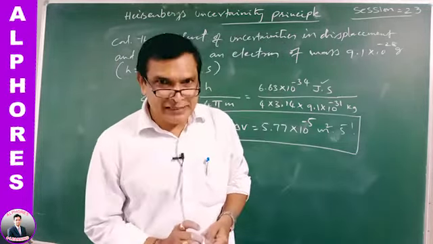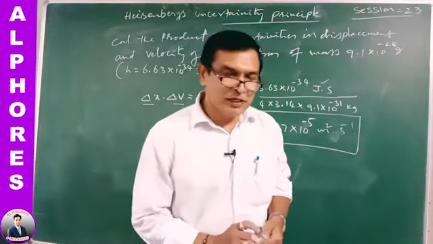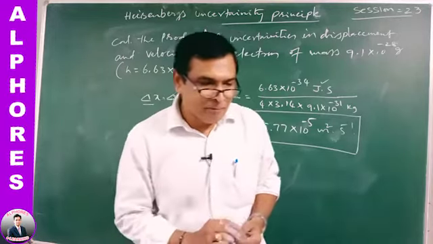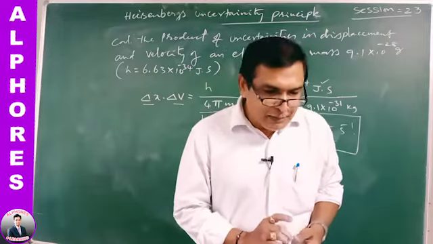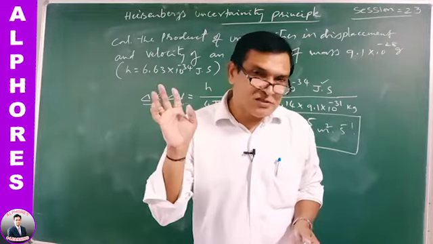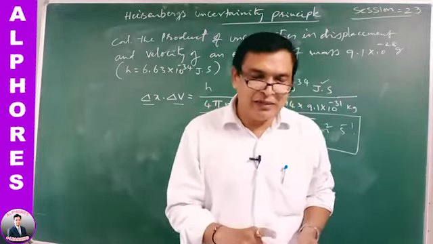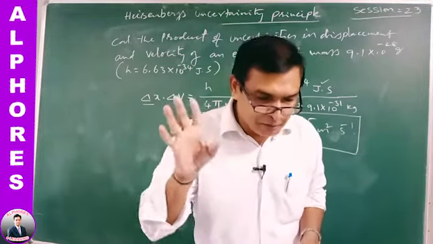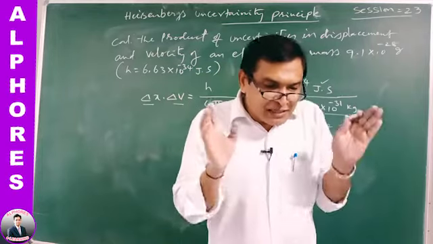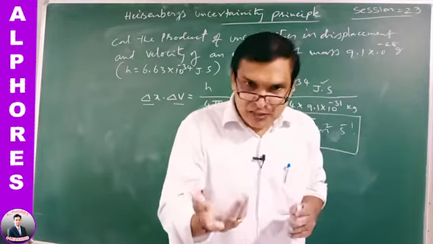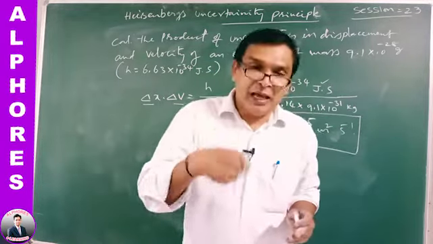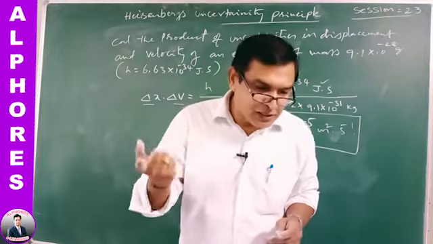One more numerical. Let us go with one more numerical. I will read the numerical, listen properly. The mass of an electron is 9.11 into 10 to the power minus 31 kg. Calculate uncertainty in its velocity. Mass is given. He is asking us to calculate uncertainty in its velocity.